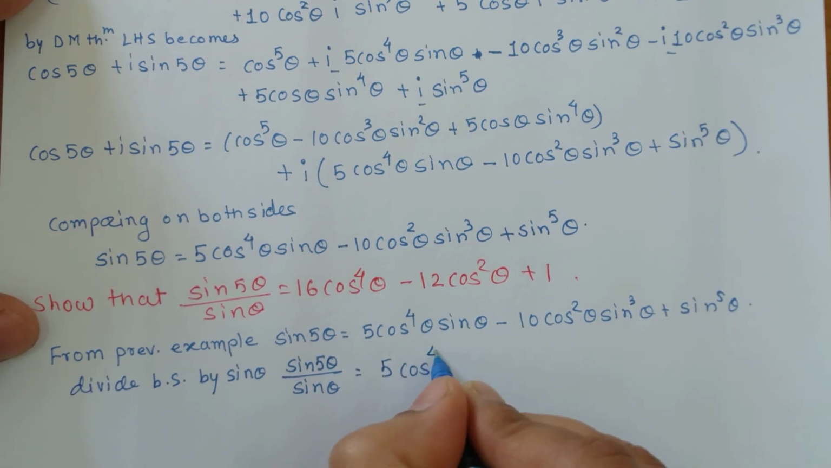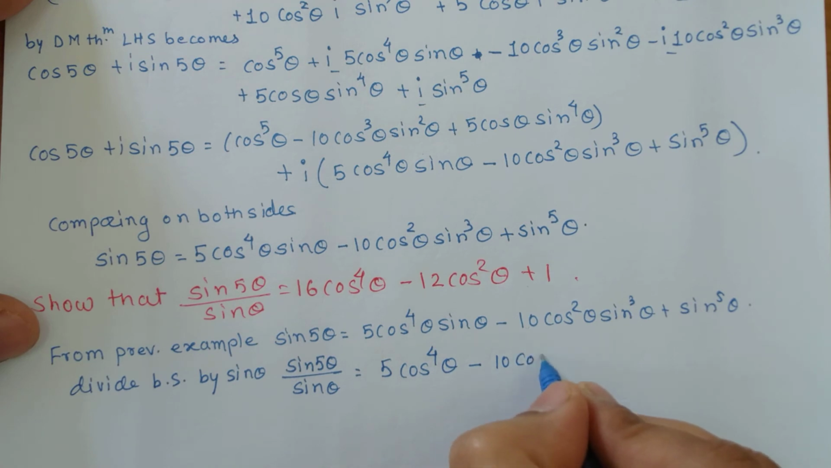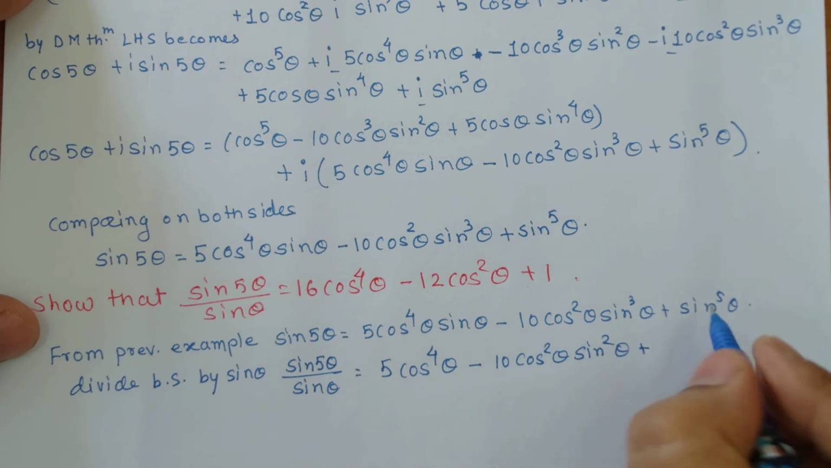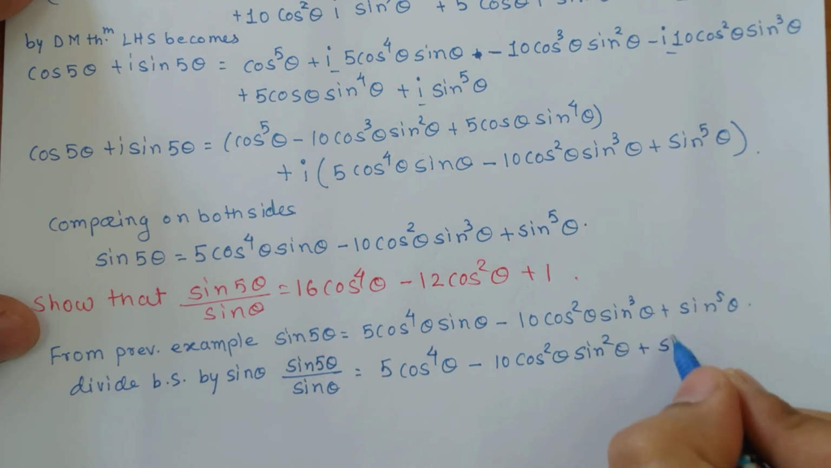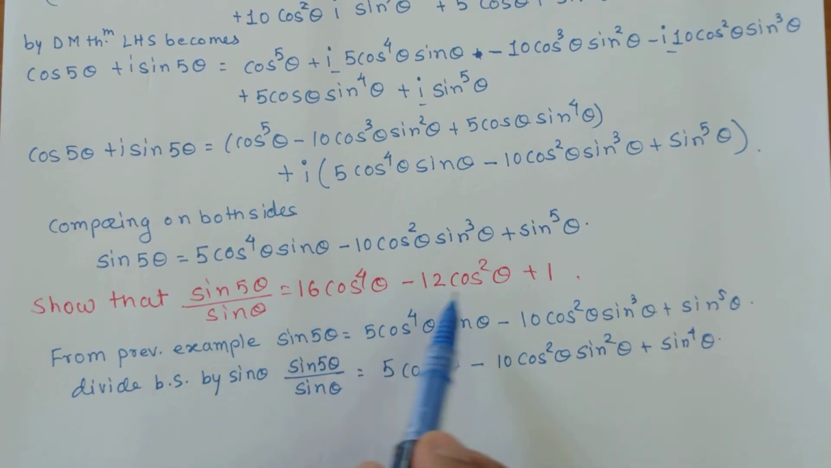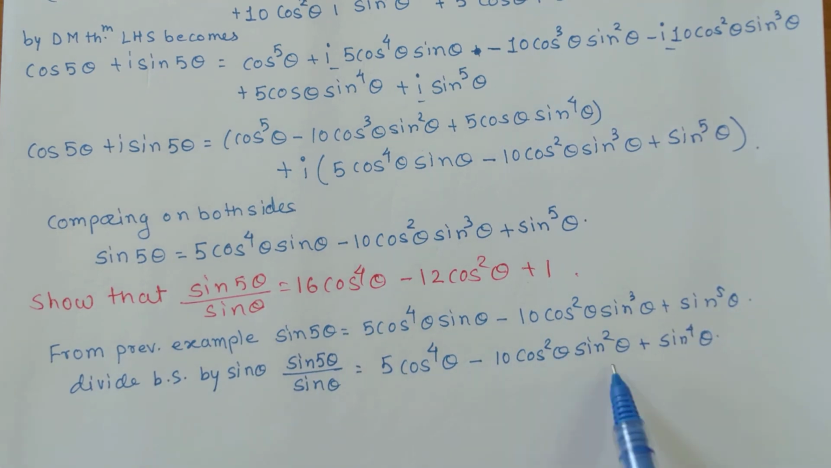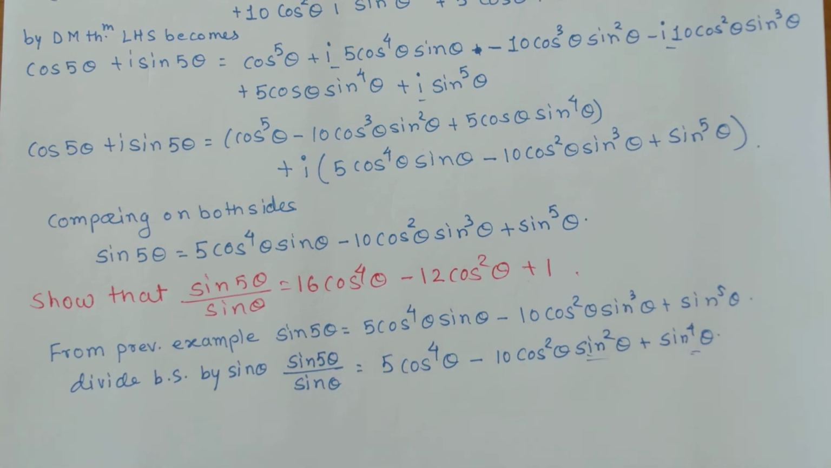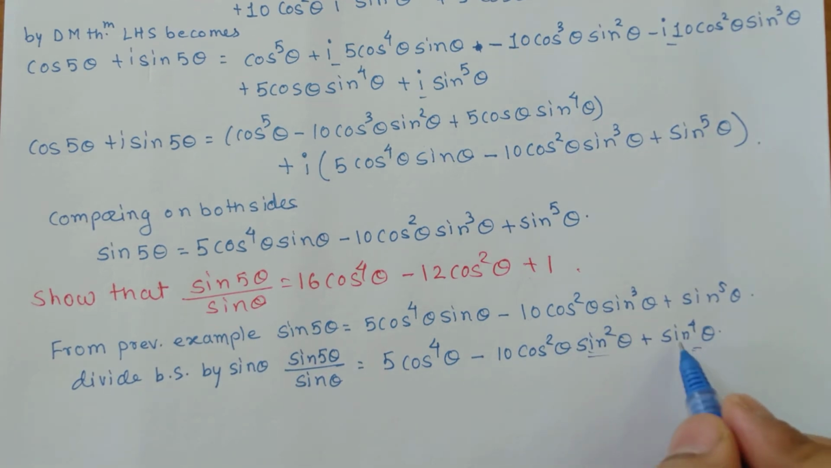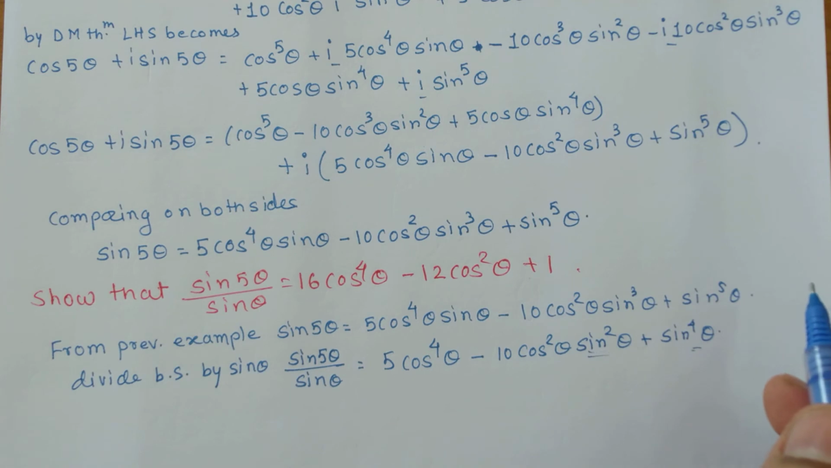We get 5 times cos raised to 4 theta minus 10 cos square theta, sin cube theta upon sin theta, which gives me sin square theta, and sin raised to 5 theta divided by sin theta, which gives me sin raised to 4 theta. But if you have a look at the question, the right hand side involves only cosine terms, and here what I am getting is some terms with only cosine, some terms with cosine and sine, and some terms with only sine. So I need to change these sine terms into cosines. We remember one identity, sin square theta plus cos square theta is 1. So this sin raised to 4 theta can be written as sin square theta whole squared.